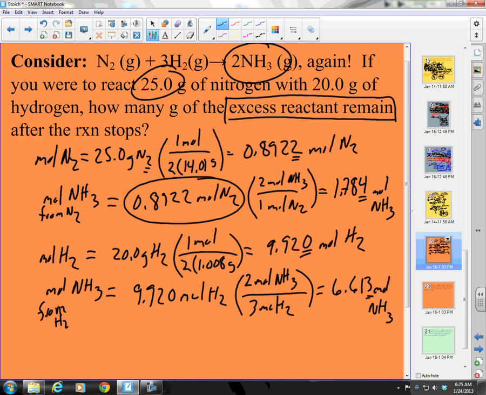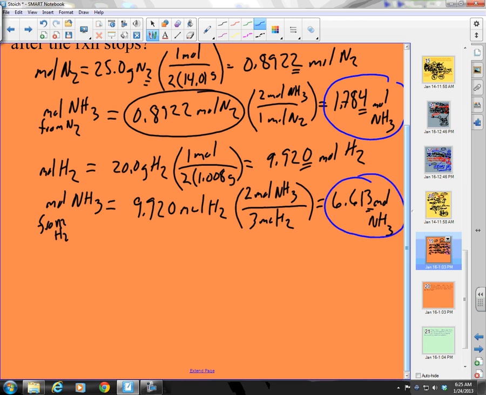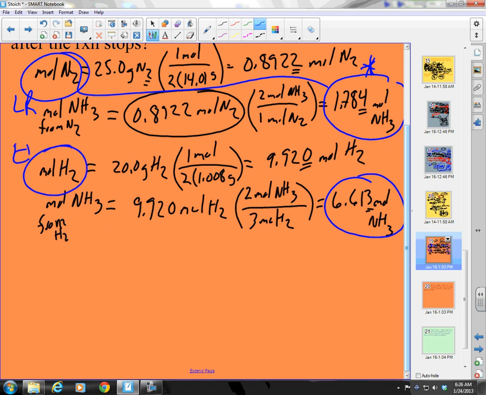Now, according to our rules, we want to compare these amounts. I have 1.784 moles of ammonia and 6.613 moles of ammonia. Which one is less? This is the lesser amount. The lesser amount comes from my limiting reagent. So what is my limiting reagent? There's my limiting reagent. If that's my limiting reagent, that means this is my excess reagent.